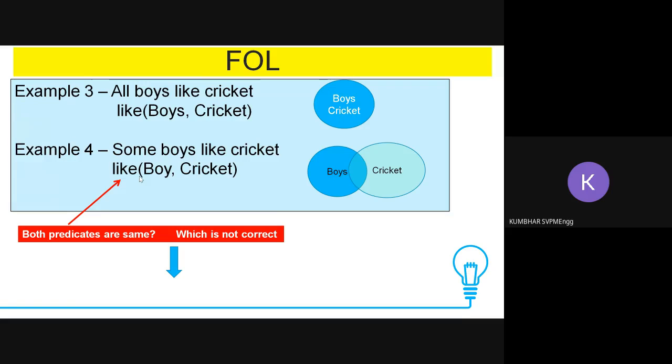Then what is the solution? In first order logic, we should be able to represent all boys and some boys differently. Do you agree? Both should not be the same. So what is the solution? Are you getting me? What is the problem we are facing now? Please reply.